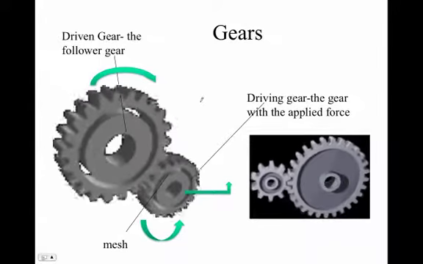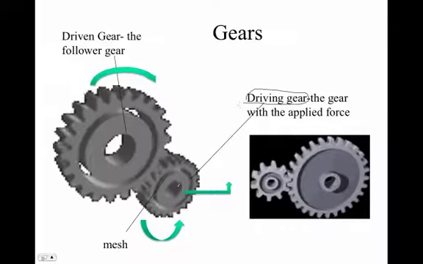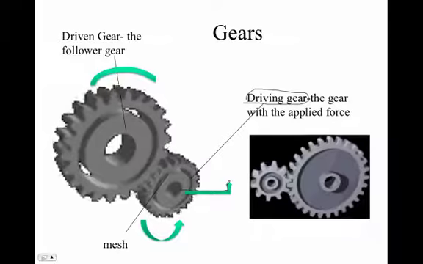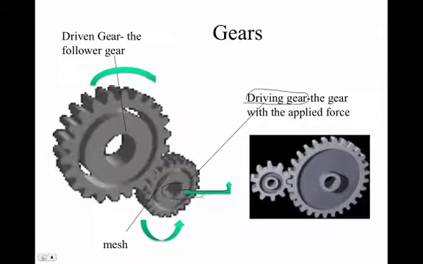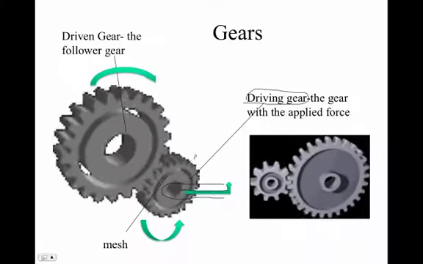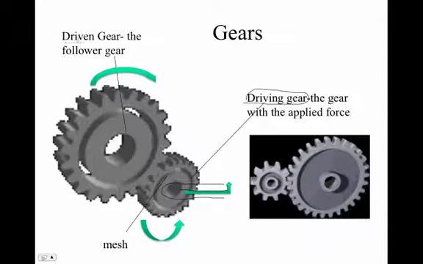Let's talk about some important terms. When it comes to terminology, the driving gear is always the one that has the original applied force. Now that could be a handheld crank, or it could be a belt attached to a motor somewhere. But the gear that gets the original applied force, we call the driving gear. And the gears can be many. The gears that spin as a result, we call the follower gears or the driven gear.